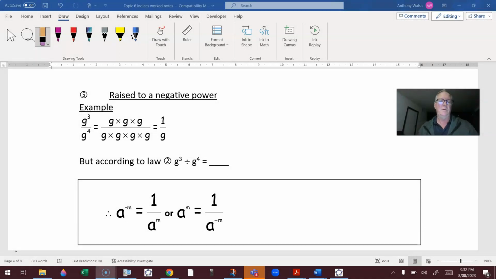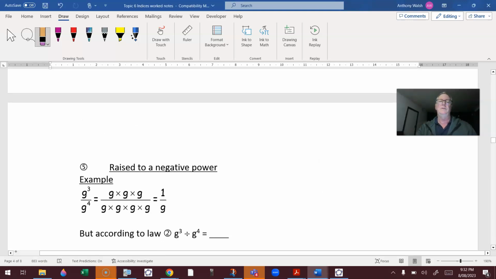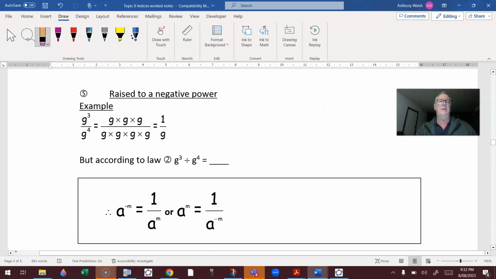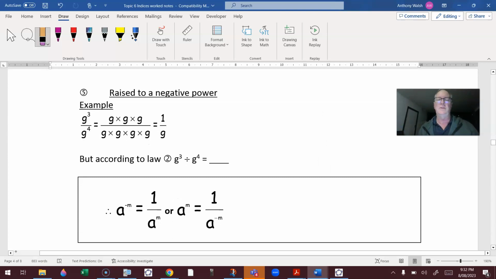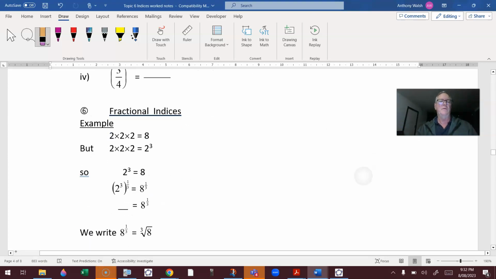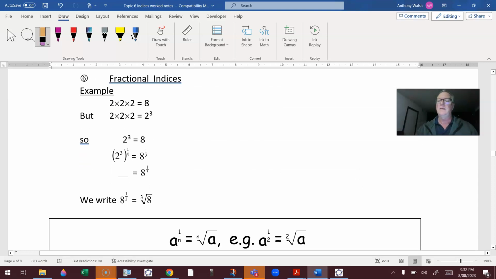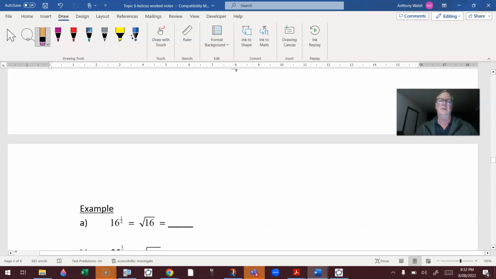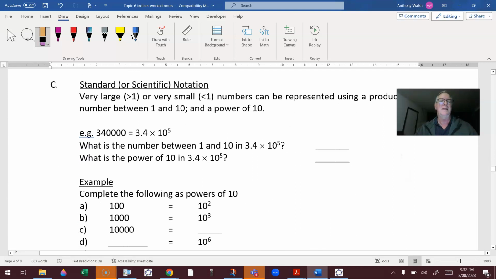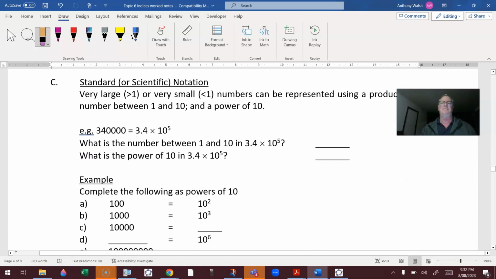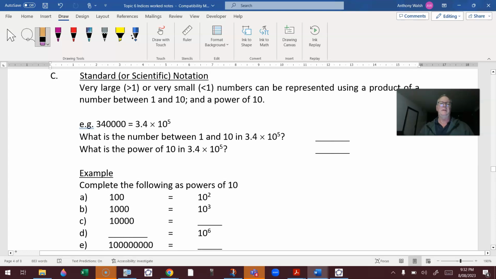So last time we were talking, we're on page 4 of our noties, and we talked about raising to a negative power. Okay, following that comes another thing called fractional indices. We're going to skip that and go to the last section, which is on page 5, called standard or scientific notation. This is what we're going to fill in and do some examples from our textbook.